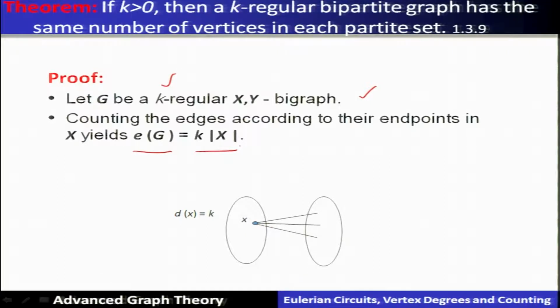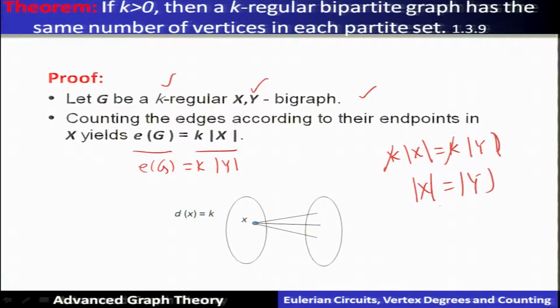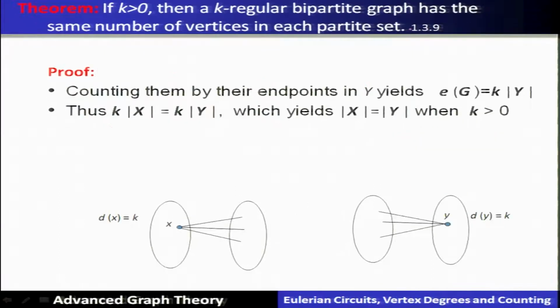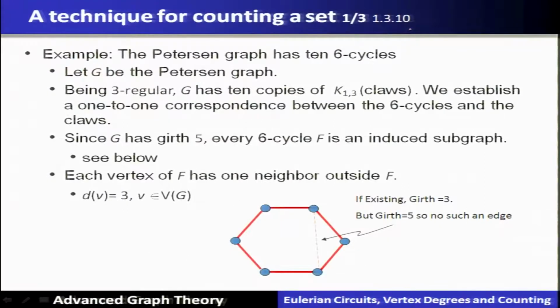|X| means all the nodes which are present in this partite set X, that is the edge count. Similarly, if we count the edges incident on Y, that also equals the edge count, k times the number of all the vertices in Y. Now, edges are the same, so k times |X| is equal to k times |Y|, and k will cancel. So, |X| is equal to |Y|, that means the partite sets have the same number of vertices, hence the theorem is proved. This is the theorem which we have already proved.